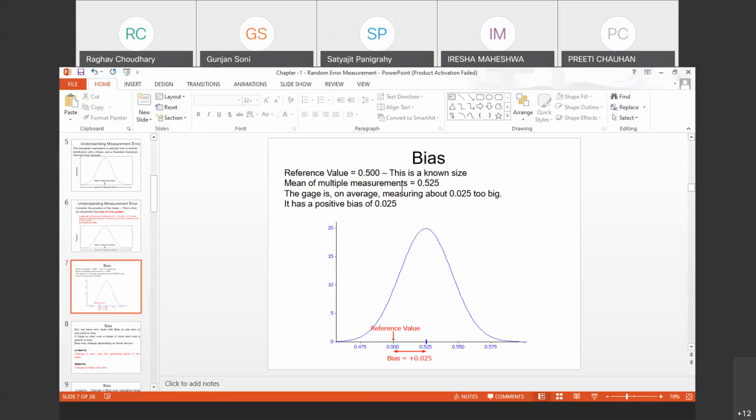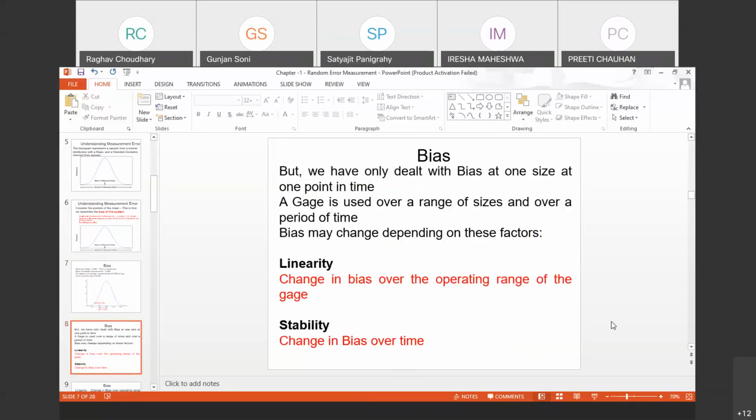Now we'll study about this bias. So the reference value is 0.5. Basically, reference value means standard value. It should have been 0.5, but the average is coming out to be 0.525. So there is a bias of 0.025 over here. Next, how do we deal with this bias?